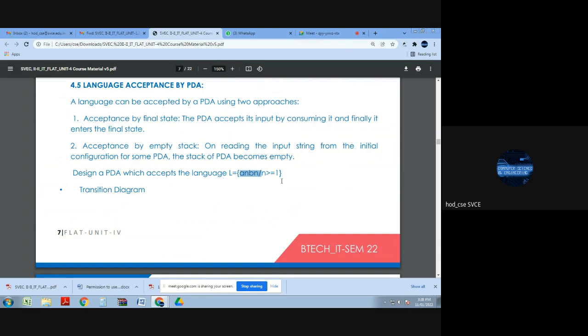A power n, b power n means that however many A's are present, that many B's should be present.